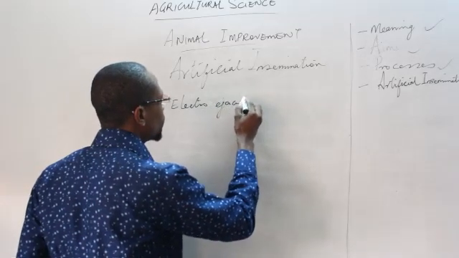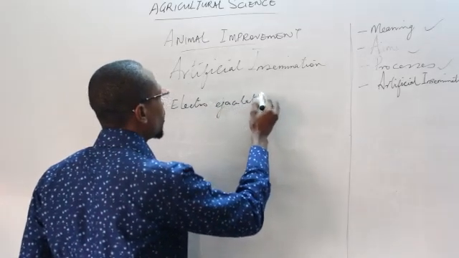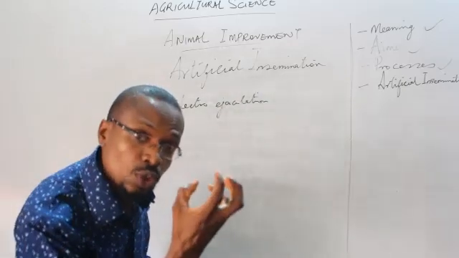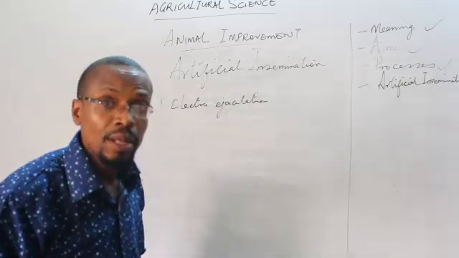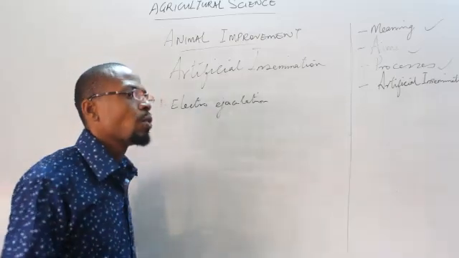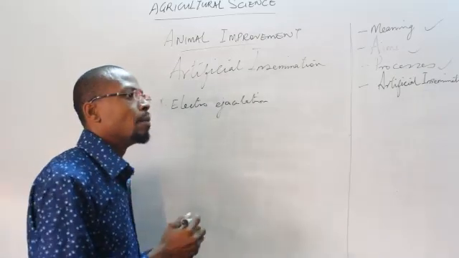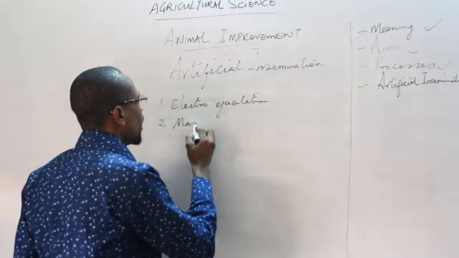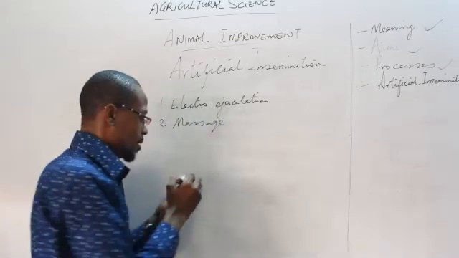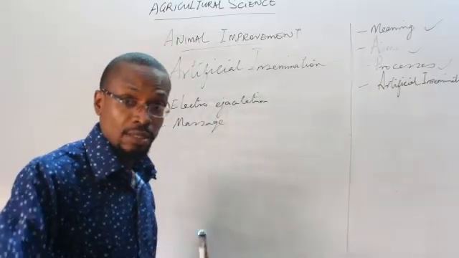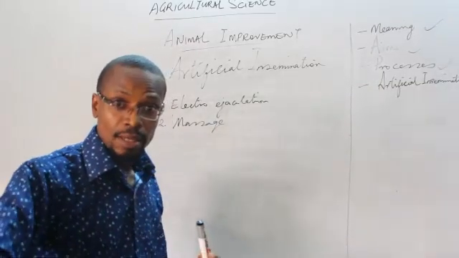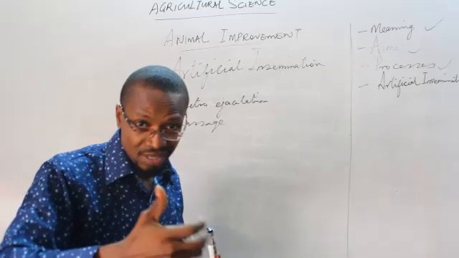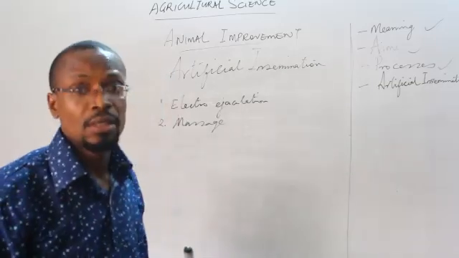Electroejaculation. That is the use of electricity to collect the sperm from the male animal. There's also what we call the massage, okay? Massage. Yes, that's when you, as the farmer, assist the male animal in getting excited to ejaculate.